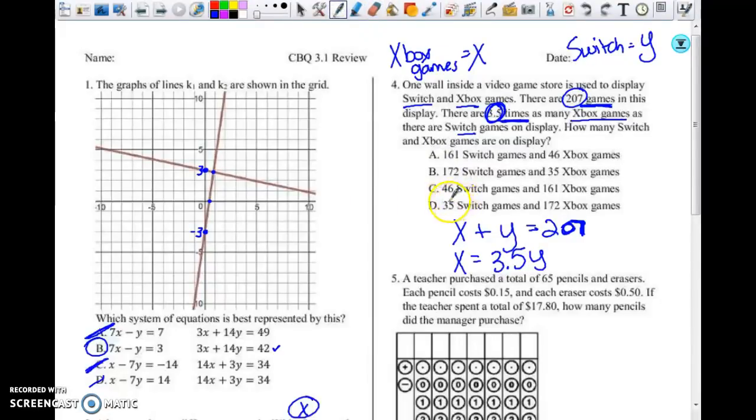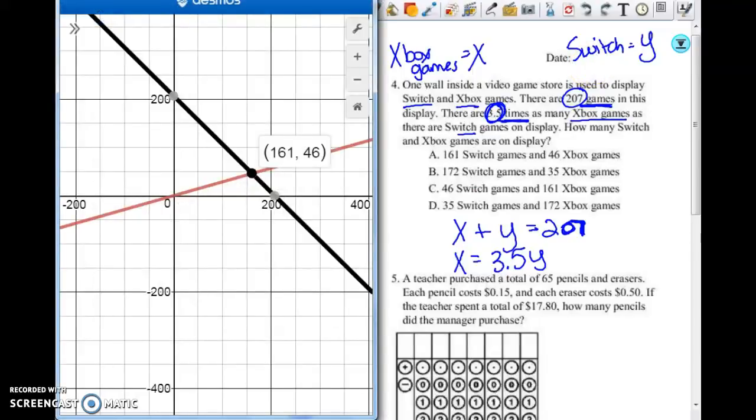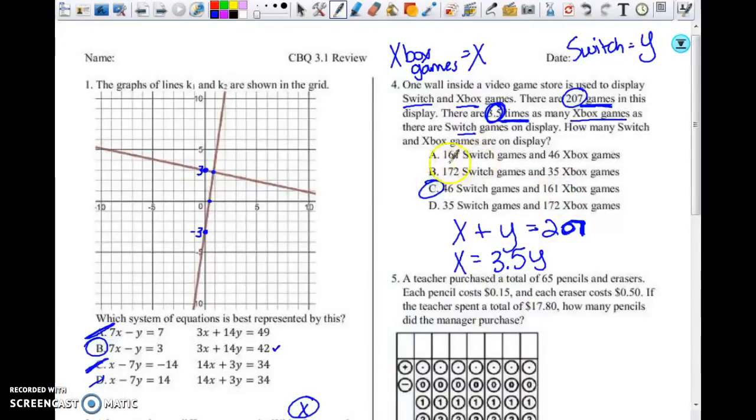So this one, okay, we said that the Switch was gonna be Y. So the Switch had 46, and the Xbox, which we were saying is X, had 161. So it was the Switch had 46, the Y, and the Xbox had 161. So I just looked here and looked for the order, and that was not correct because we set up our Xbox to be X and our Switch to be Y, so the numbers were actually reversed. So the answer was C.